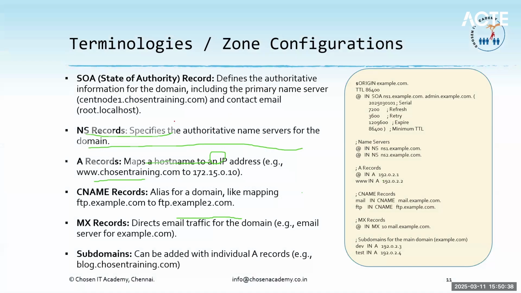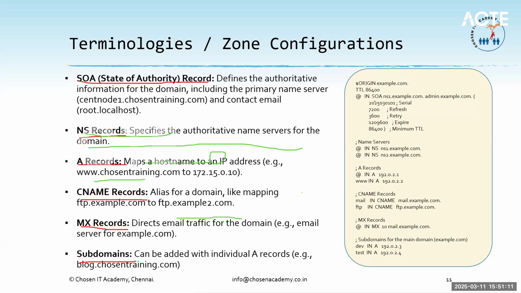If you open the zone configuration file, there is some terminology here: the start of authority record, NS records, A records, CNAME records, mail exchange records, and subdomains. These are the configurations that will be there in the zone file. The SOA record defines authoritative information for the domain. It will look like this.